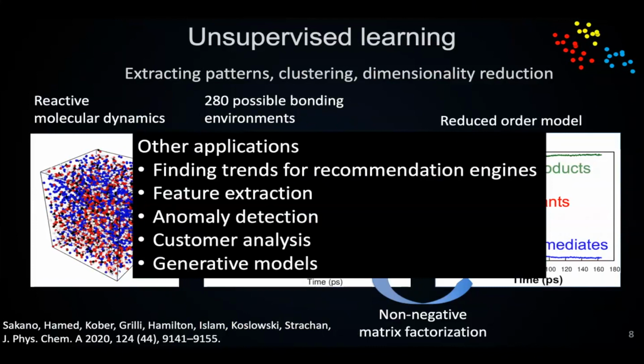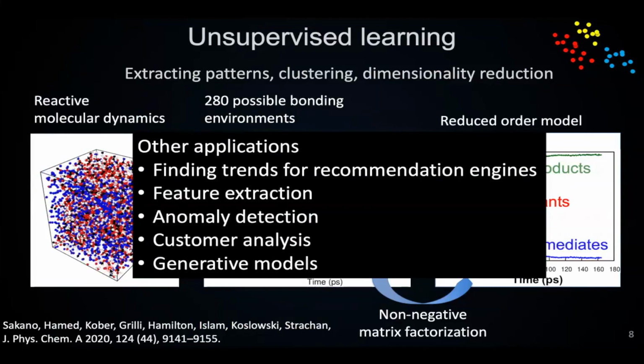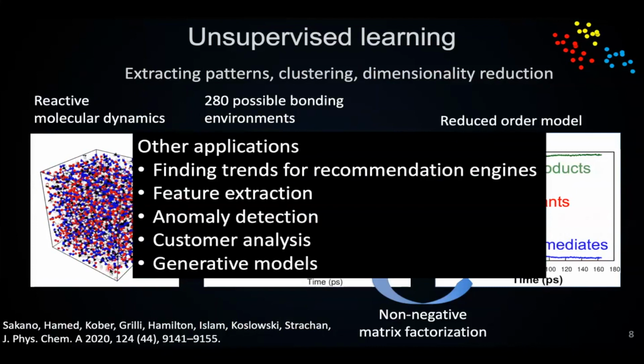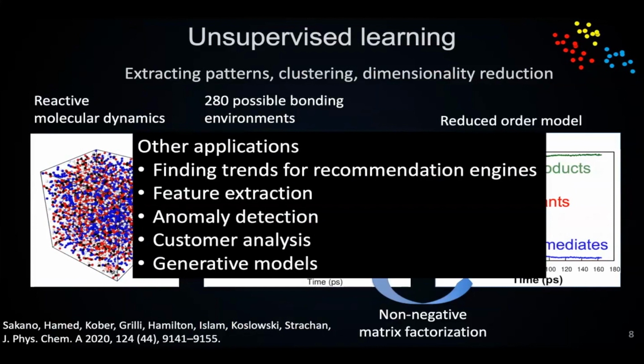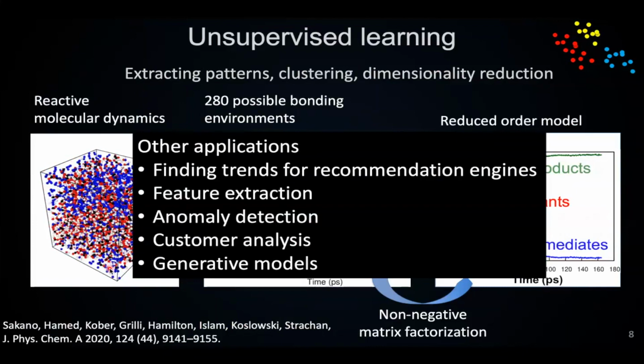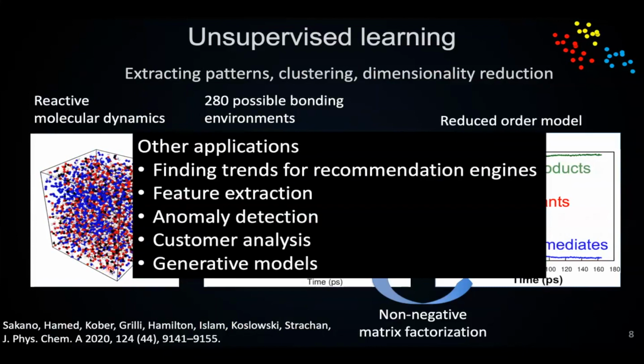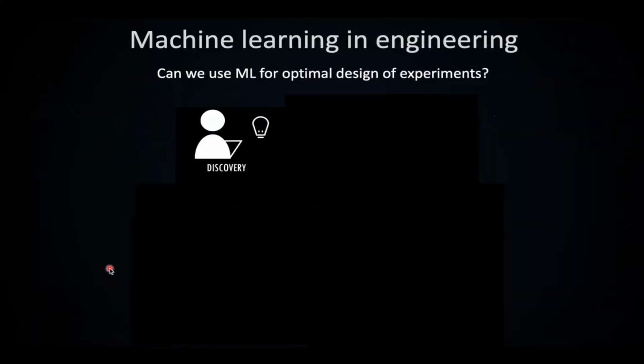Recommendation engines tend to use trends using unsupervised learning, feature extraction and anomaly detection, lots of different applications that use this. And again, I'm sure in your field, you can come up with cool examples where you could use these techniques to solve interesting problems. Okay, so now we're experts in machine learning. So let's see how we can put it all together and use it to solve engineering problems.